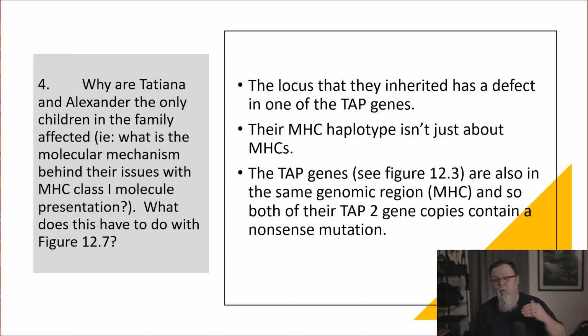So the fact that they both have 2 of the same copy of this haplotype that also includes the same copies of these TAP genes, it turns out that the TAP2 gene copies that they have have a nonsense mutation. And the other 3 children are not affected, and the parents are not affected because nobody else has 2 copies of that defective TAP2 gene.